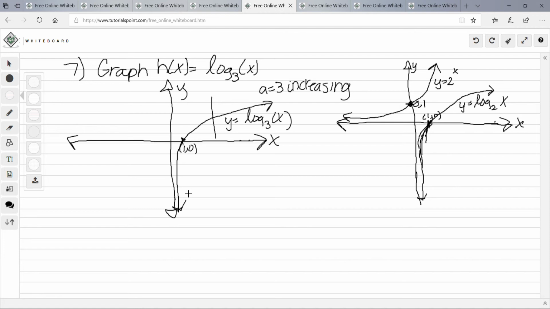What do I mean? What happens if it's decreasing? Let's say we had a problem that was decreasing. Let's say we had y equals, I don't know, log base 1/3 of x. The base is less than 1 but greater than 0, so it's going to look something like this.